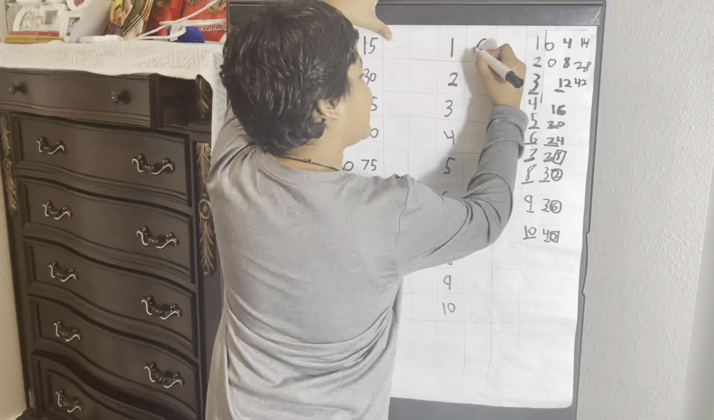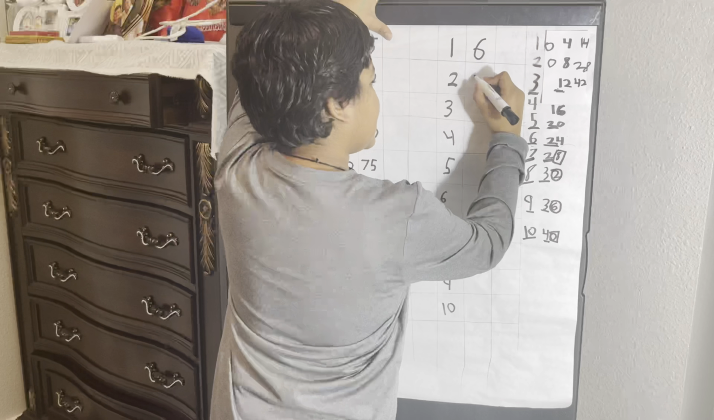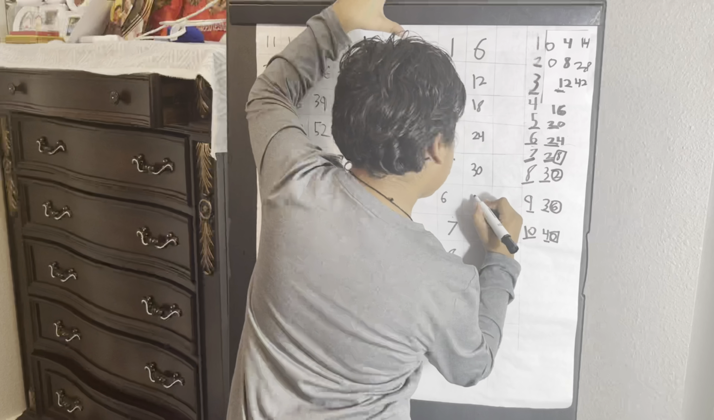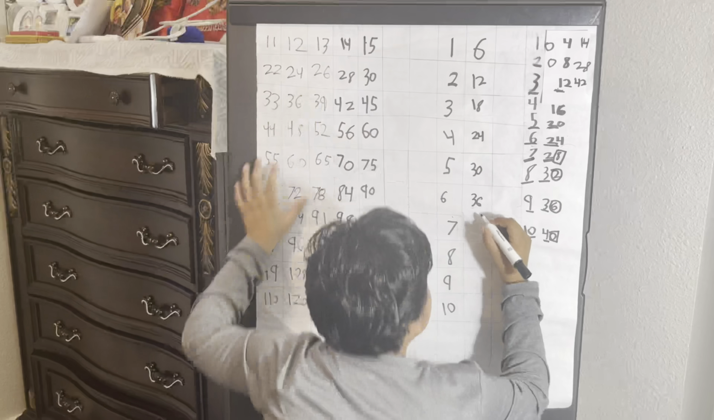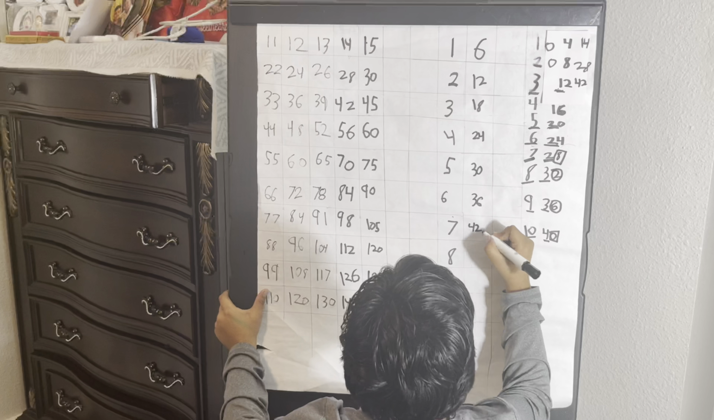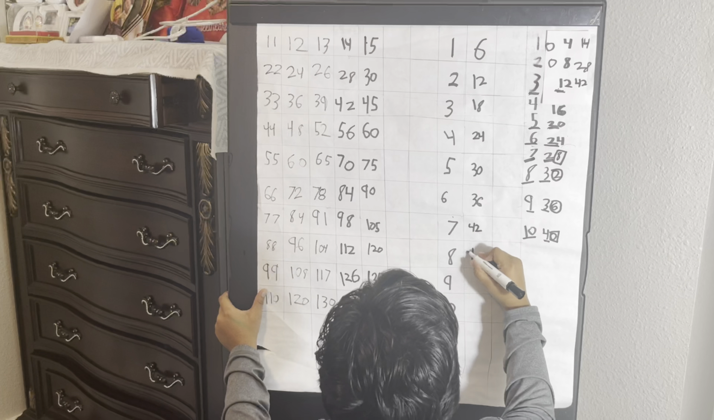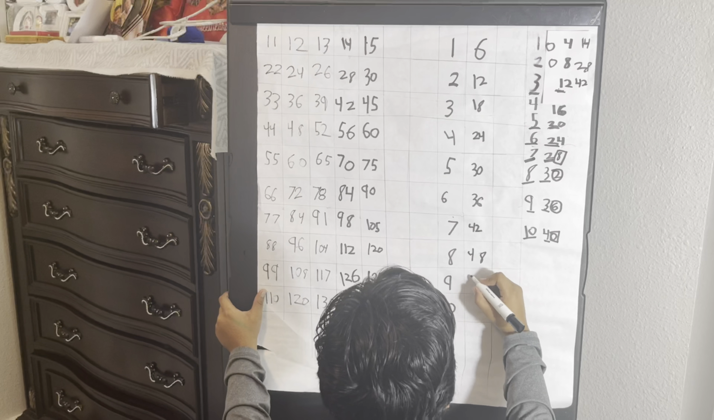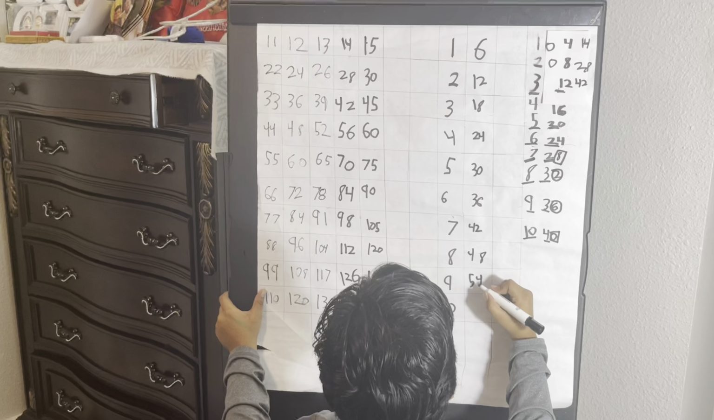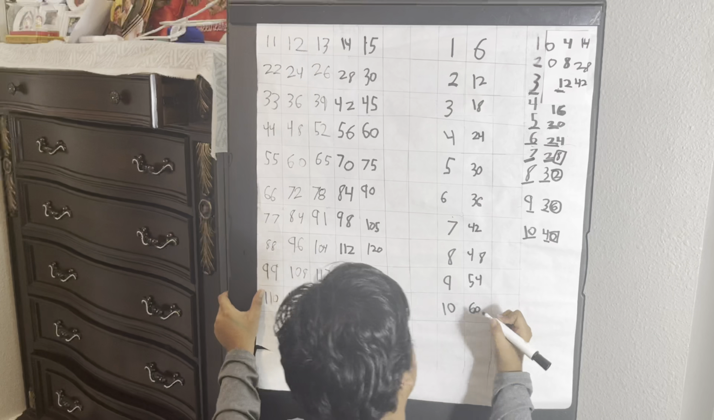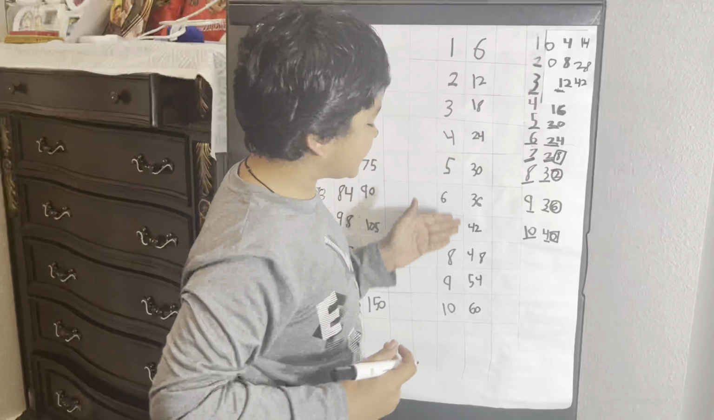6 times 1 equals 6. 6 times 2 equals 12. 6 times 3 equals 18. 6 times 4 equals 24. 6 times 5 equals 30. 6 times 6 equals 36. 6 times 7 equals 42. 6 times 8 equals 48. 6 times 9 equals 54. 6 times 10 equals 60. Now there you have the 6 table.